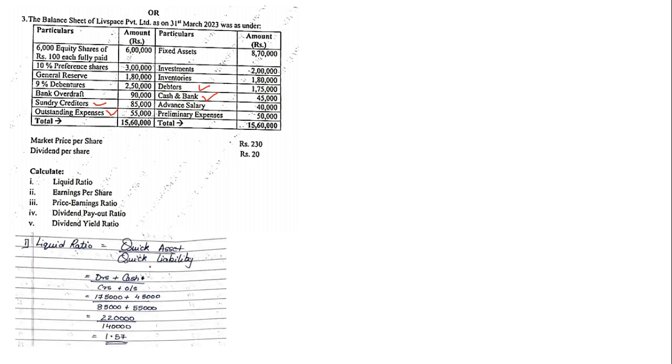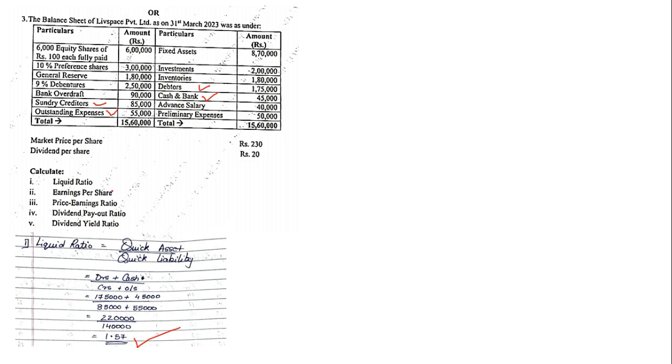Liquid ratio is nothing but quick current asset upon quick current liabilities. Under quick assets we have debtors and cash. Under quick liability we have creditors and outstanding. So based on that we can apply it into the formula. Liquid ratio is quick asset upon quick liability, debtors plus cash, creditors plus outstanding. 1,75,000 plus 45 upon 85 plus 55 we get 2,20,000 upon 1,40,000 which comes to 1.57. So the liquid ratio is 1.57.